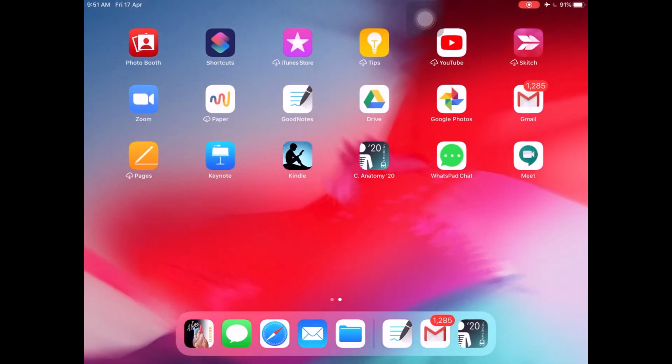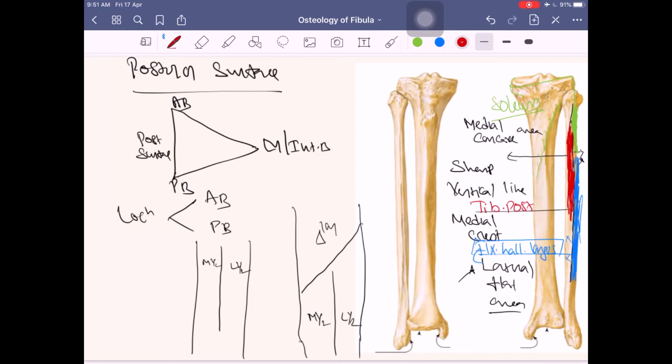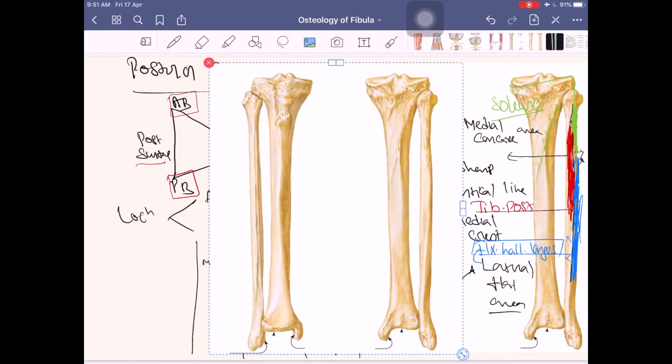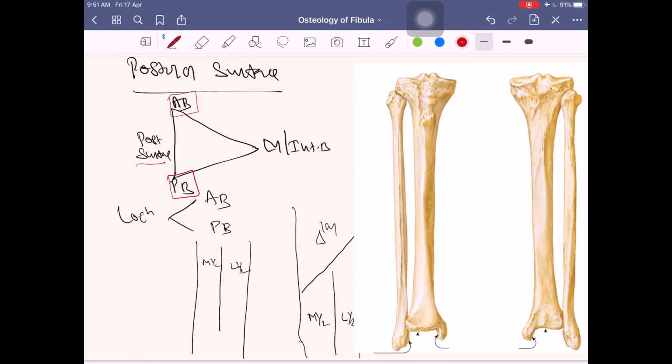Now this is the posterior surface. Here I have already done this part, so I will redo it, otherwise it will not make much sense. So I will bring this. Now the posterior surface, in the upper part you will find the posterior surface is extensive. It is between, you can see here, somewhere in the front will be your anterior border and at the back is the posterior border.